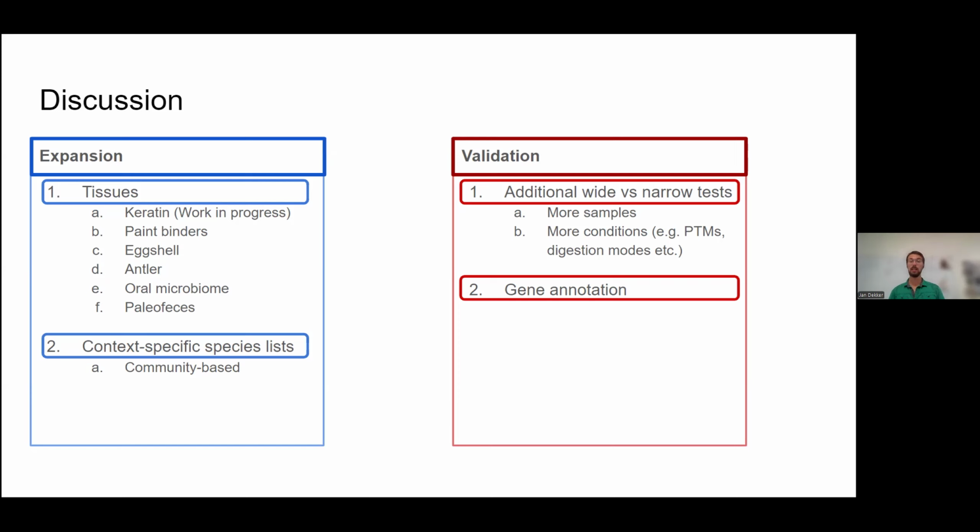Lastly, there's still some validation that we need to do. We've now done one simple test, and as you can see, there's still quite a bit of work to be done. We want to test more samples, but also more conditions. Think of how the inclusion of multiple or different PTMs affects the running times and the amount of identified proteins with the different databases as well. And lastly, there is an issue of gene annotation.